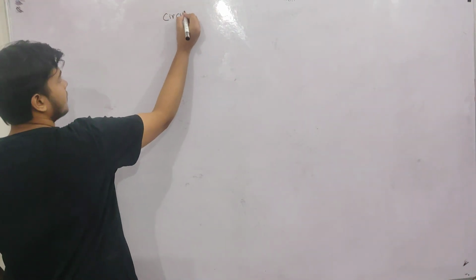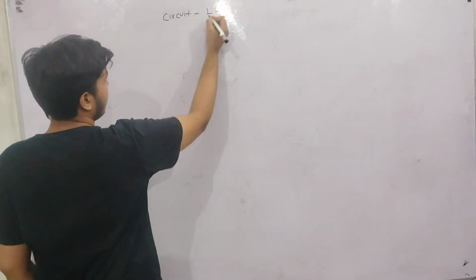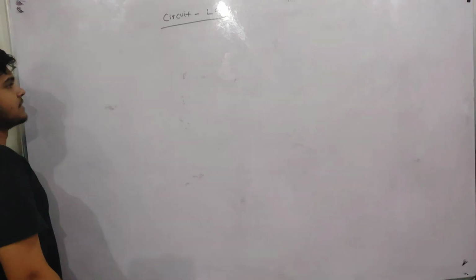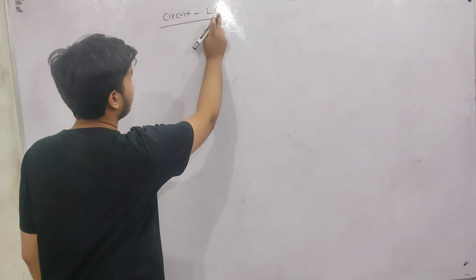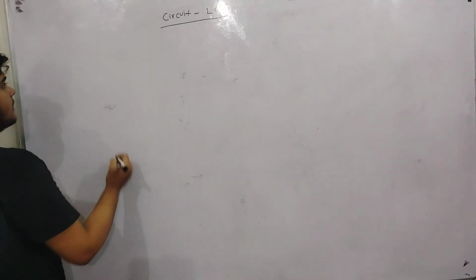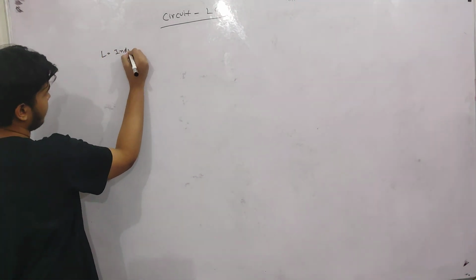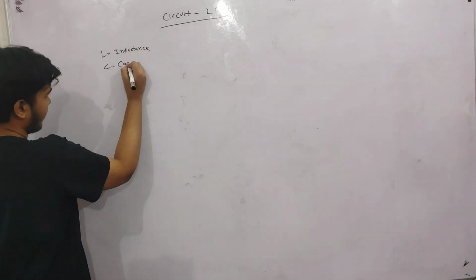Circuit LC. We will study about the LC circuit. Here L is inductance and C is capacitance, as we have studied in the chapter before. L is inductance, C is capacitance.